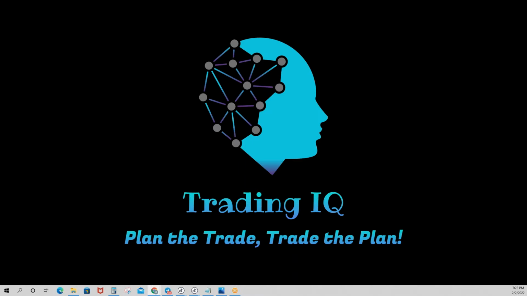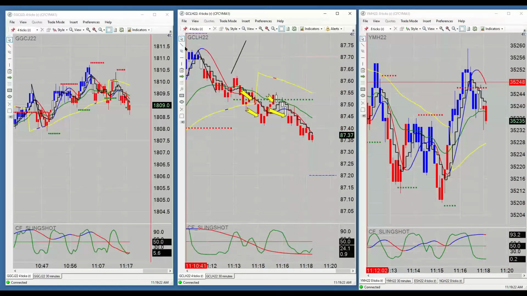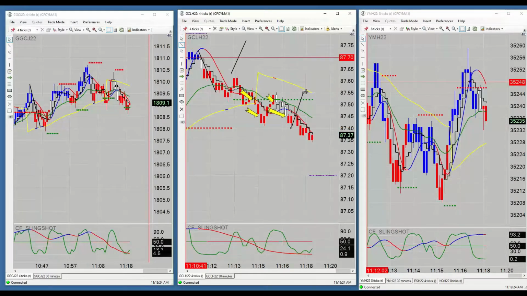It was a crude oil trade that I took, and then we'll go back and discuss it, and we'll discuss the indicators that were required and just the setup and the follow through of the trade. All right, here it is. All right, there was another trade here while I was writing stuff down that happened on a crude.